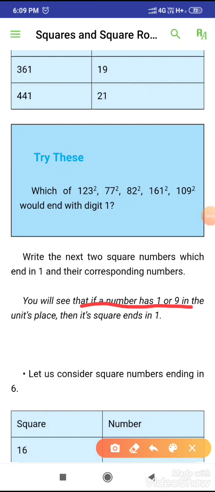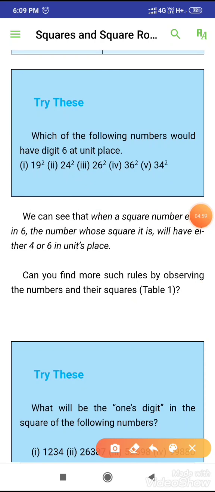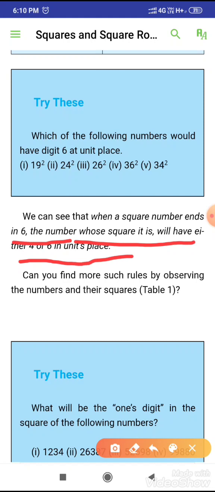If a number has 1 or 9 in its unit place, then its square ends in 1. If a square number ends with 6 in its unit place, then the number will have either 4 or 6 in its unit place.